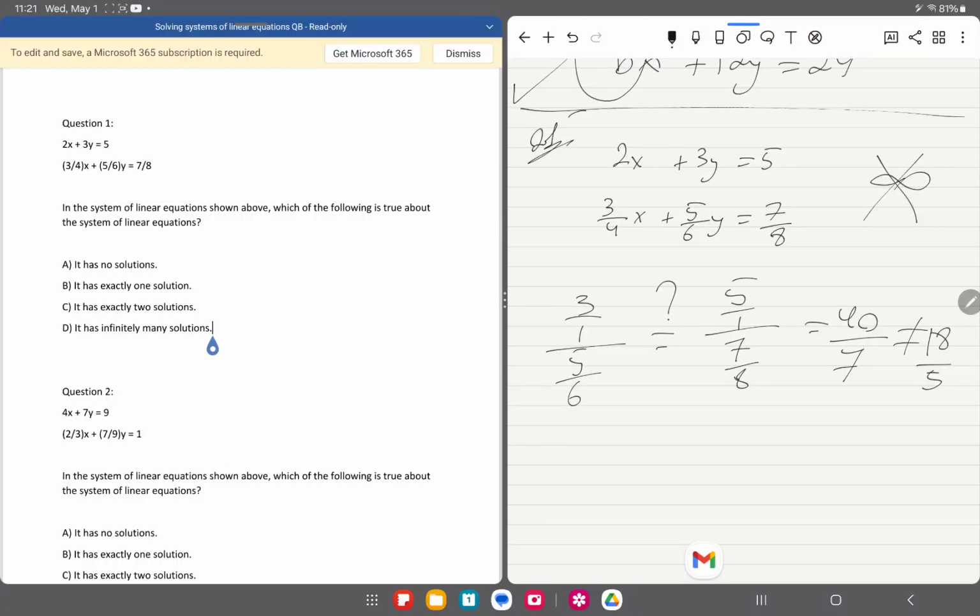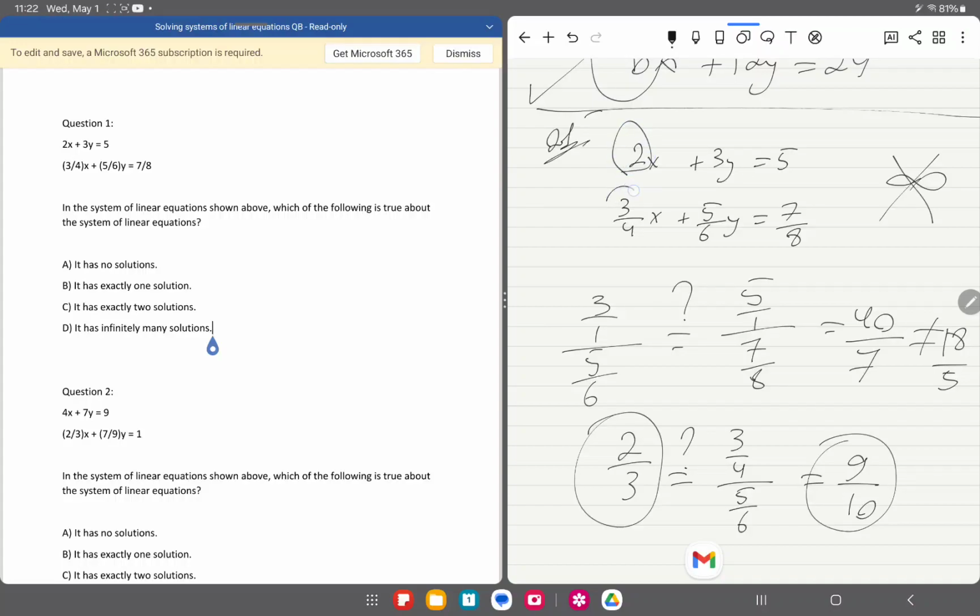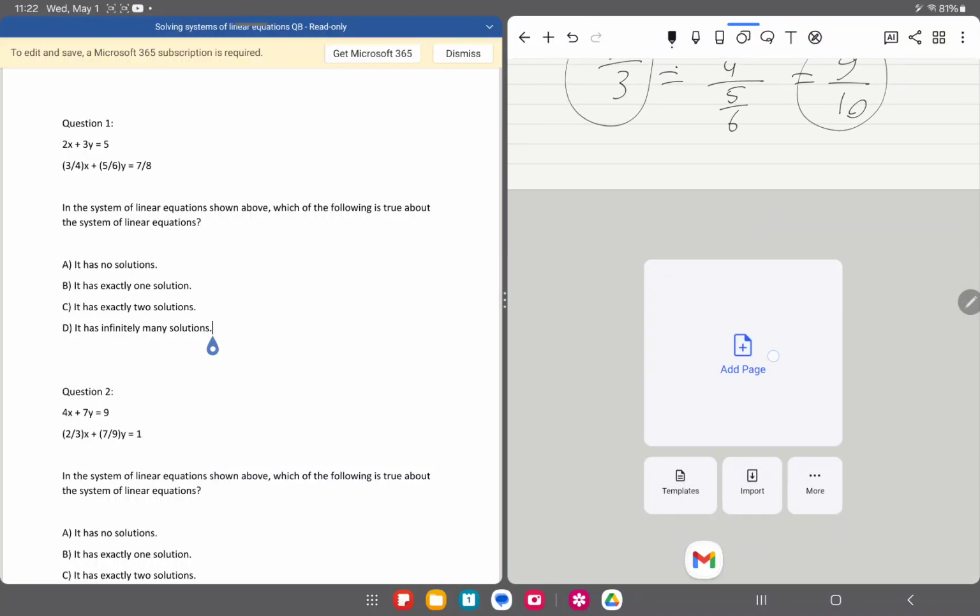Now I need to check for no solutions. So is 2 over 3 equal to 3 over 4 over 5 over 6? Let's check. 3 over 4 over 5 over 6 is 9 out of 10. And this one is 2 out of 3. So it's not equal, so it's not no solutions. So this one is going to be exactly one solution. Since this one over this one is not equal to this one over this one, no solutions over here.